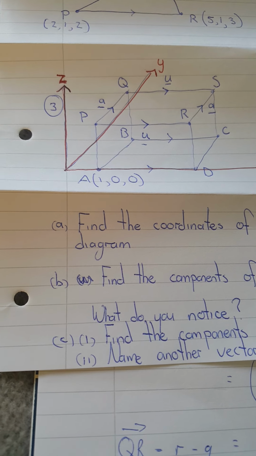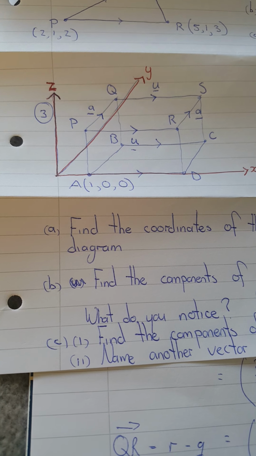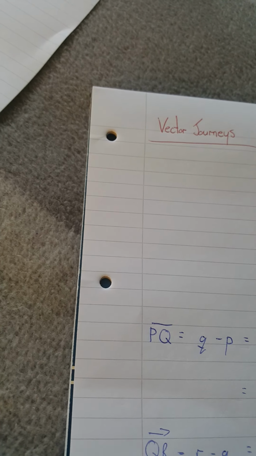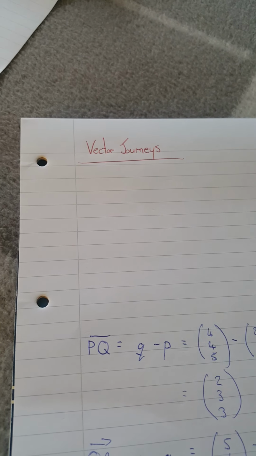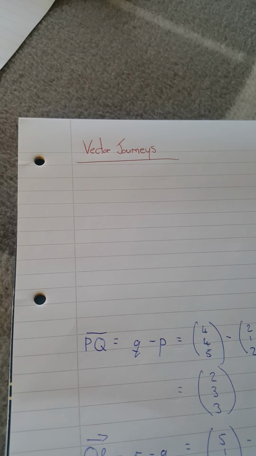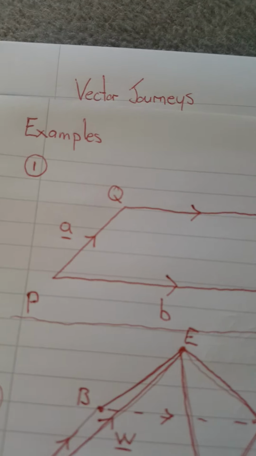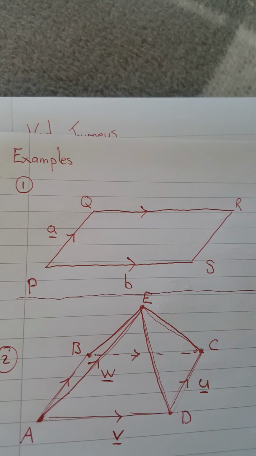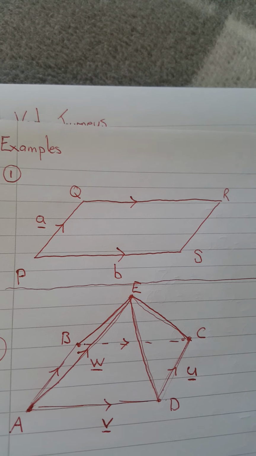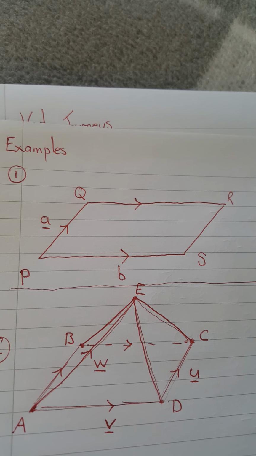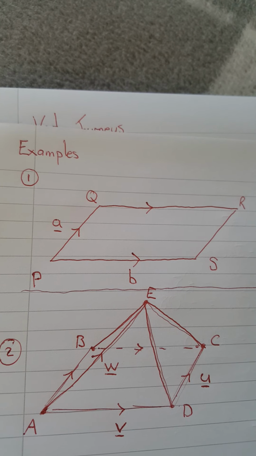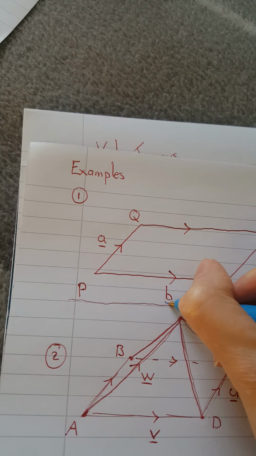I'd like you to get this as a wee example in your notes now. So if you could go to your notes jotters and write the heading vector journeys. And we are going to look at this first example here, example 1. That's the parallelogram in the picture. What I want to do is, I know that this vector PQ is a vector A, and I know that the vector from P to S is the vector B. I should have underlined that B.